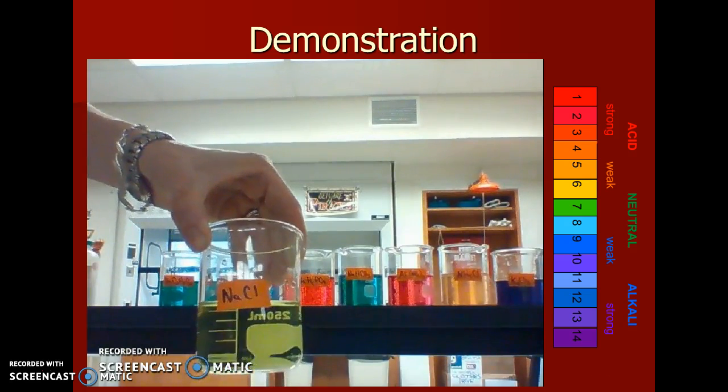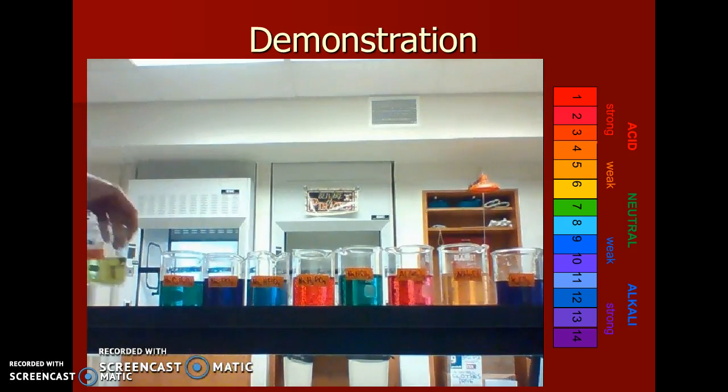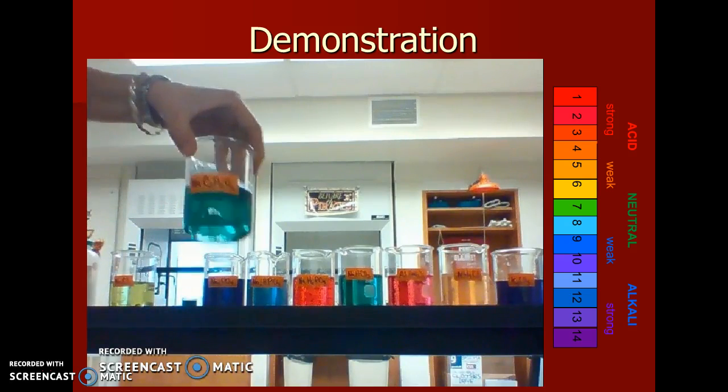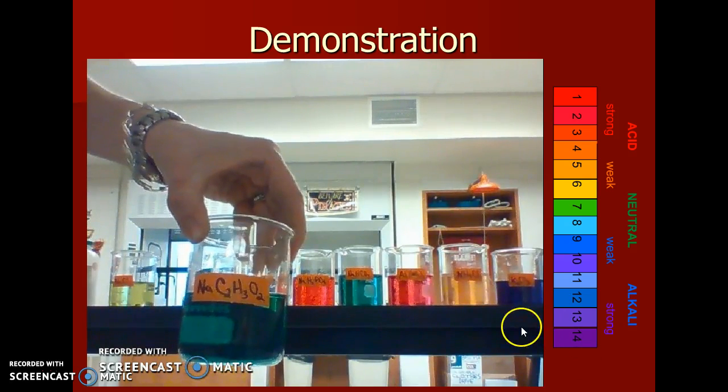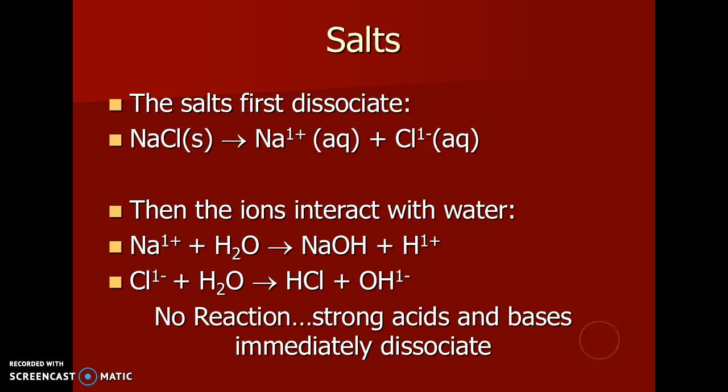So again, just an up close shot here. There's your sodium chloride and your sodium acetate. So what is happening here? Well, first we know that when the salts go into the water they first have to dissociate. So here you have solid sodium chloride dissociating into its two aqueous ions, sodium and chloride ion.